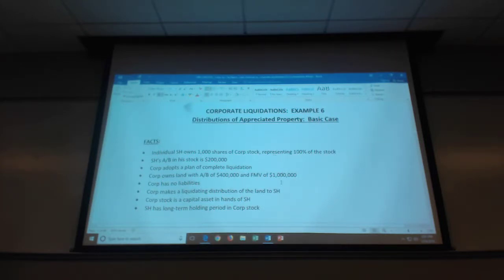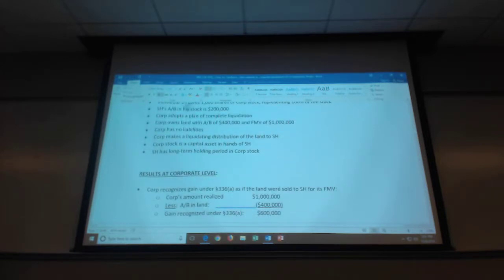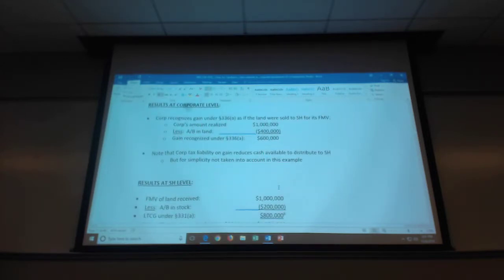We're assuming that the stock is a capital asset in the hands of the shareholder, and that the shareholder has a long-term holding period. So the example then walks through the results at both levels. Anyone want to take a stab at this?